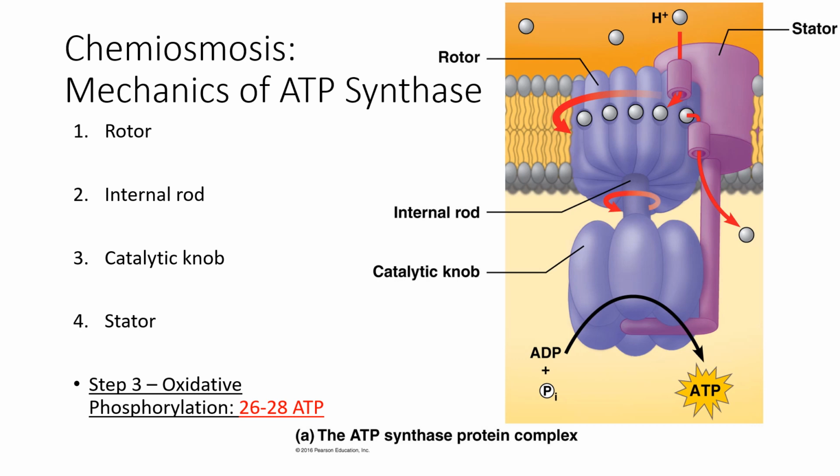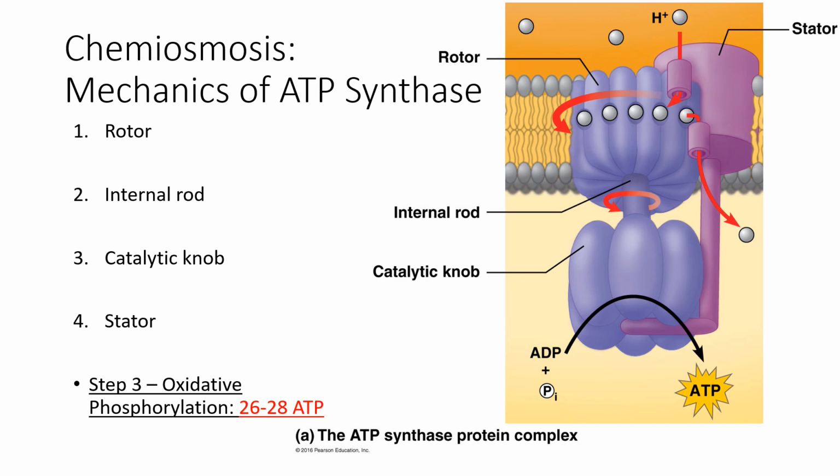And the reason that it does not spin is that the internal rod, which is in the catalytic knob, is going to create energy. And the reason we want to create a little bit of energy here is so that within the catalytic knob, we can create ATP by phosphorylating ADP. So we're adding a phosphate to ADP to create ATP, which is kind of our big moment here.